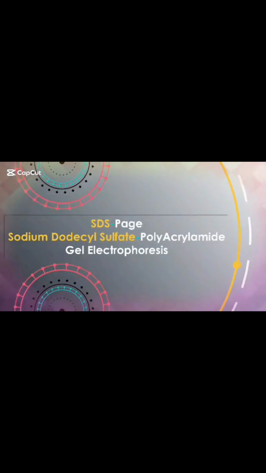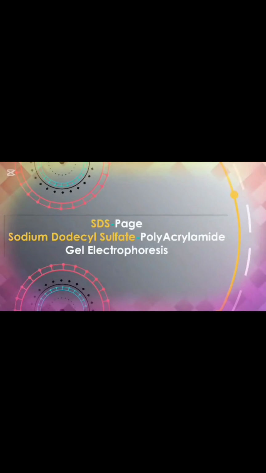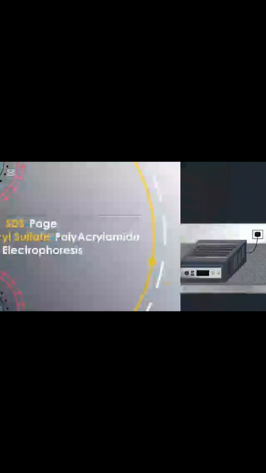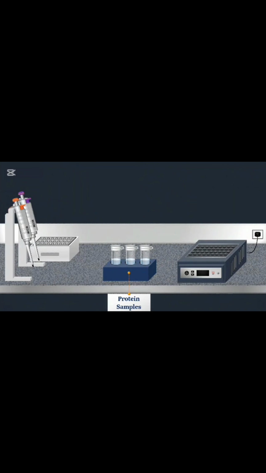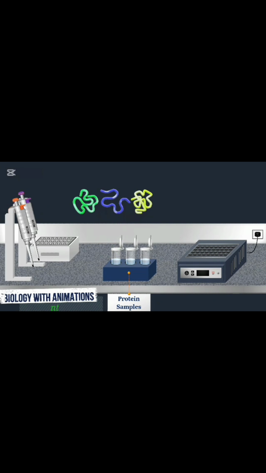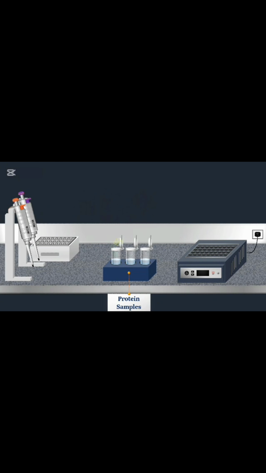Sodium dodecyl sulfate polyacrylamide gel electrophoresis, also called SDS-PAGE, is an electrophoresis method and a very powerful technique in the study of proteins. In SDS-PAGE, proteins are separated in a polyacrylamide gel based on their molecular weight.